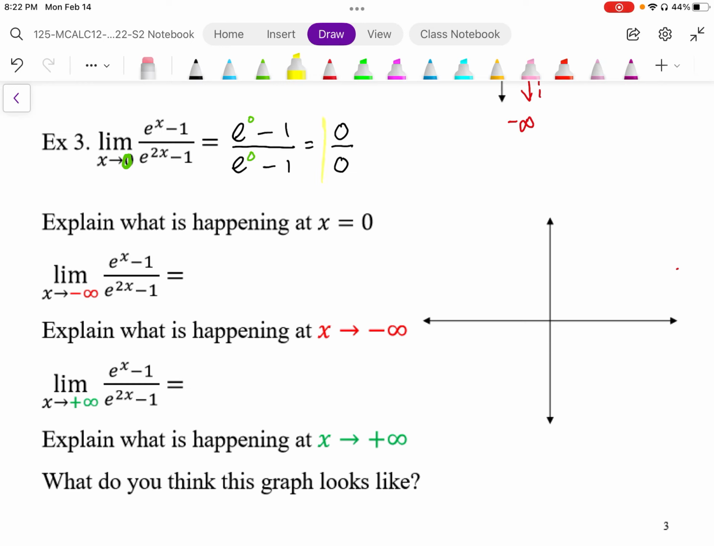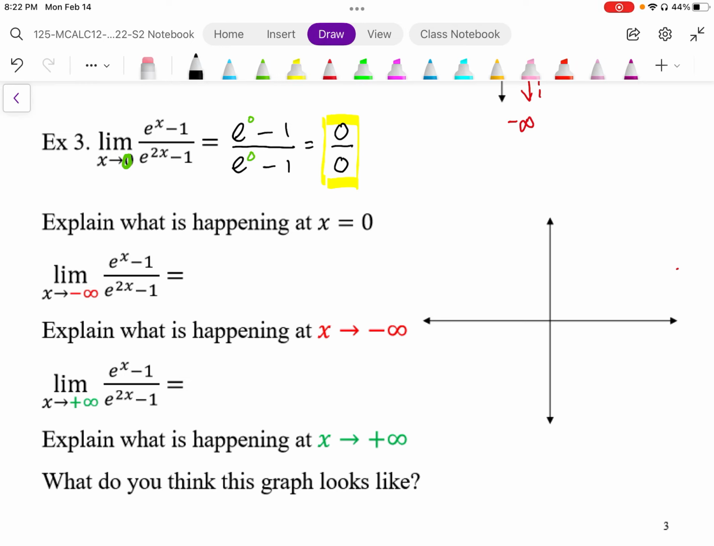Now, this is problematic because 0 over 0 doesn't tell me anything. Okay, it could actually equal anything. It could be 0, it could be infinity, it could be anything in between. So we have to be able to evaluate this, we need some other strategy. And what we could do is we can try to algebraically simplify this to see if we can get rid of the divide by 0.